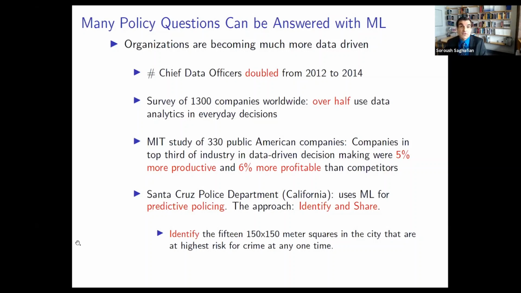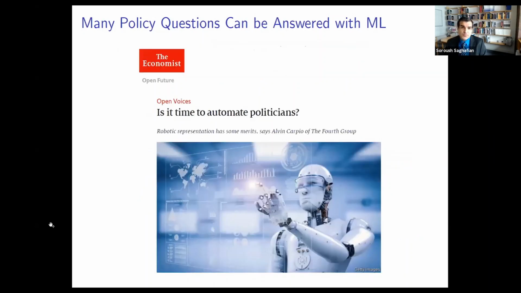They identify first, using machine learning techniques, which allow them to do good prediction of the parts of the city where the risk is higher, and then share that with their officers. I want to also talk briefly about this article from The Economist, which to me asks an important question.